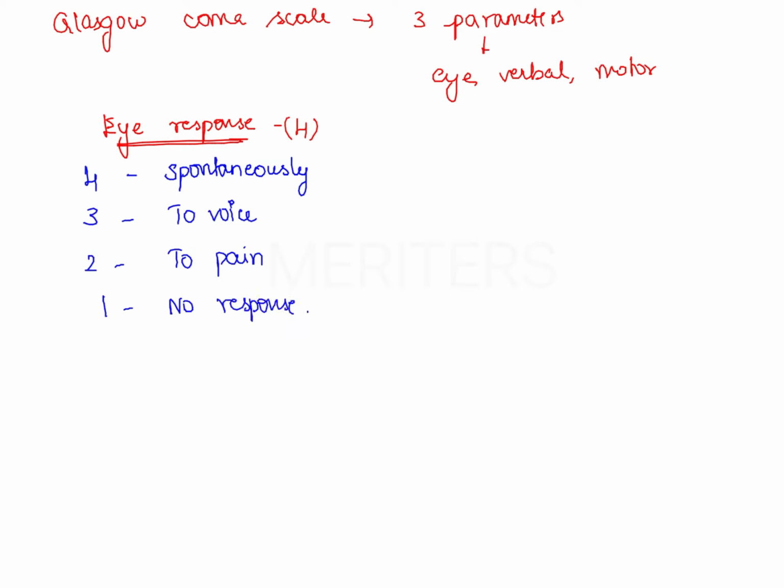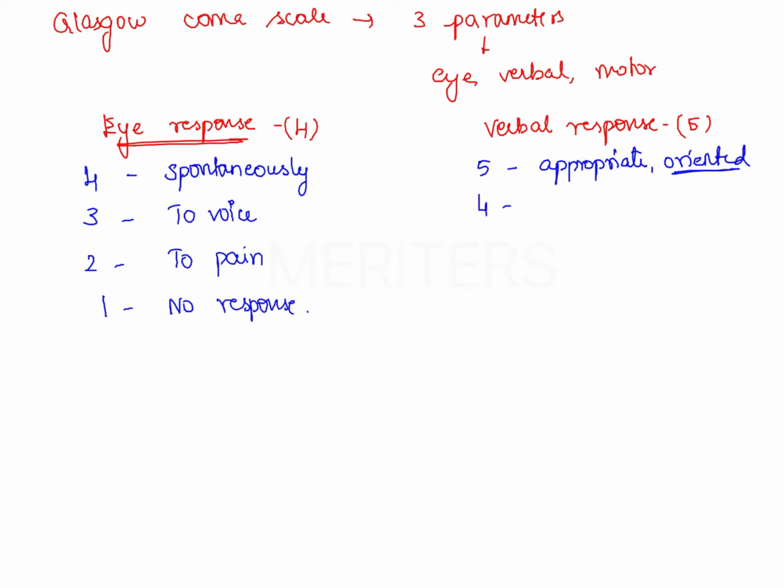Next, it is followed by the verbal response. For verbal response, 5 scores are given. What are they? The score 5 indicates that the patient is appropriate and oriented. This term oriented simply means that the patient is able to recognize who they are, what they are doing or where they are, and they know the time, place, etc. So it simply means that the patient is oriented.